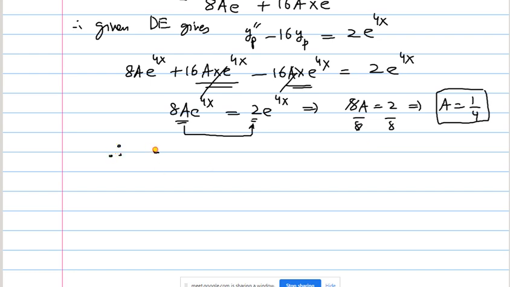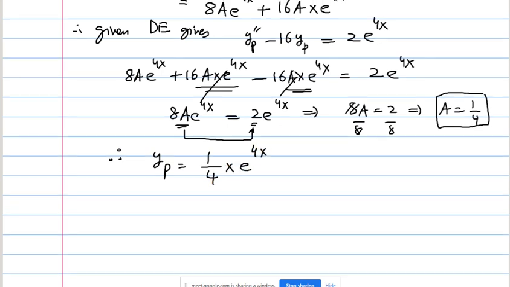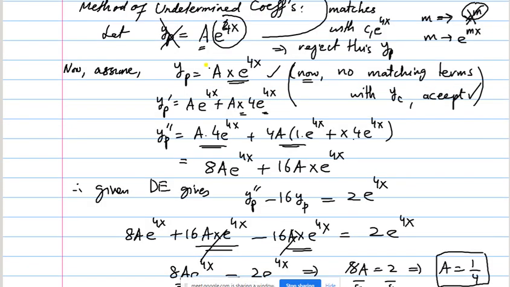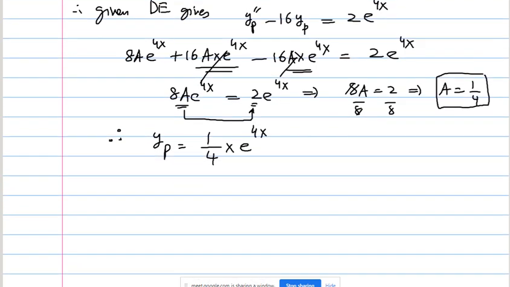So therefore, in my yp, which was axe^(4x), I replace the value of a. If you go up, you can see what my yp was. That's why we call it the method of undetermined coefficients: we introduce some coefficients in our yp, but at the end we find that a. Now everything is complete, and I can write my general solution.